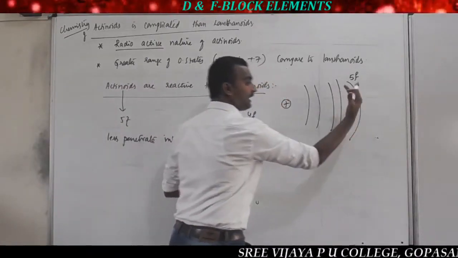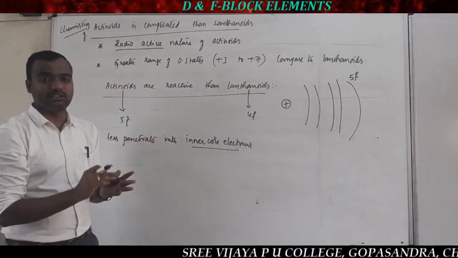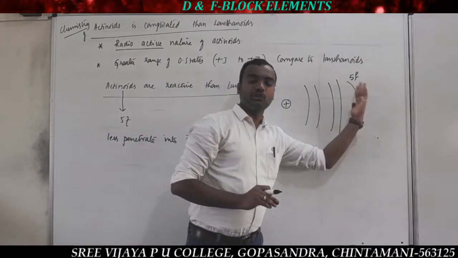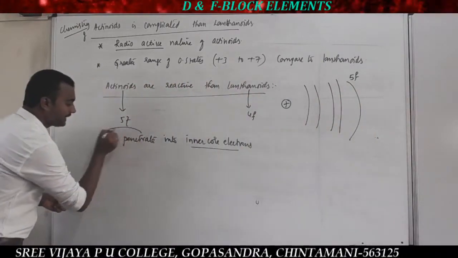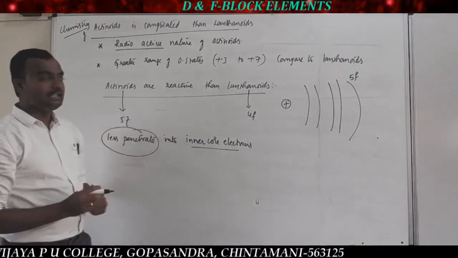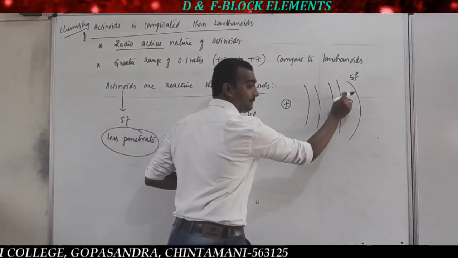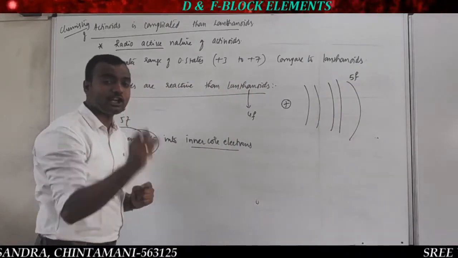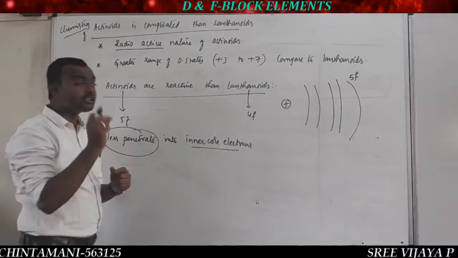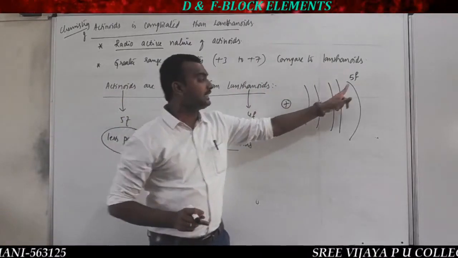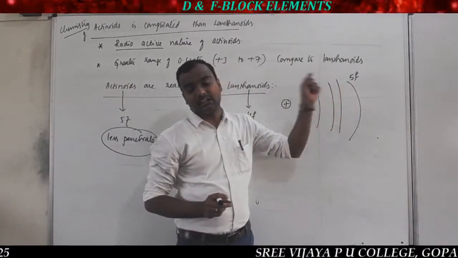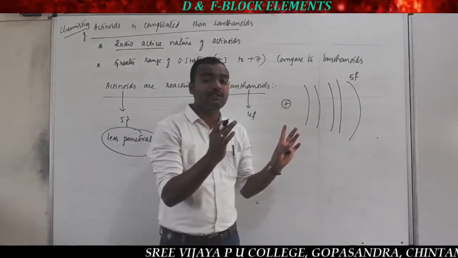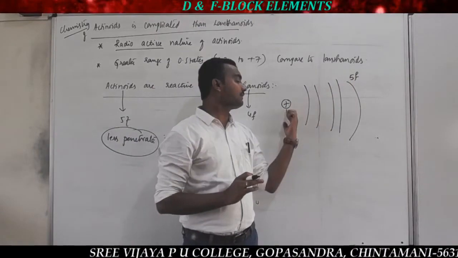Less penetrating means closeness is not very high, so they are present outside. That is the meaning of less penetrating into the inner core electrons. So these 5f electrons experience more shielding effect compared to the 4f electrons. That is the shielding nature. This affects the effective nuclear charge, which is nothing but the charge and force of attraction experienced by the 5f electrons from the nucleus.